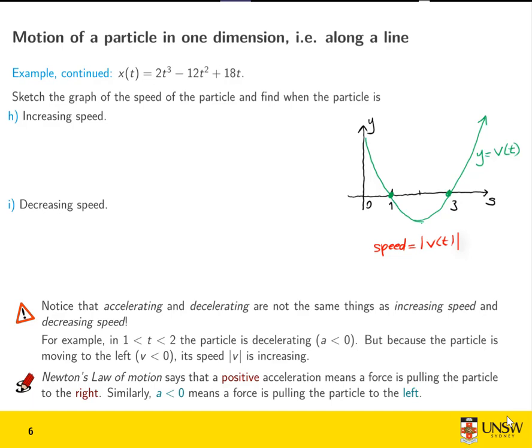So here, when t is between 0 and 1 second, we're taking the absolute value of a positive number, so it's the number itself. And it's the same thing when t is greater than 3. Now when t is between 1 and 3, taking the absolute value just changes the sign, which means we're reflecting the curve in the x-axis. So what is in red now is the graph of speed.